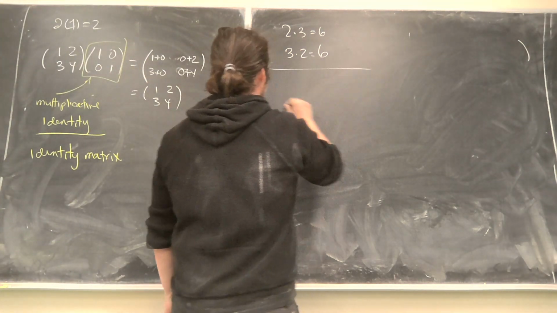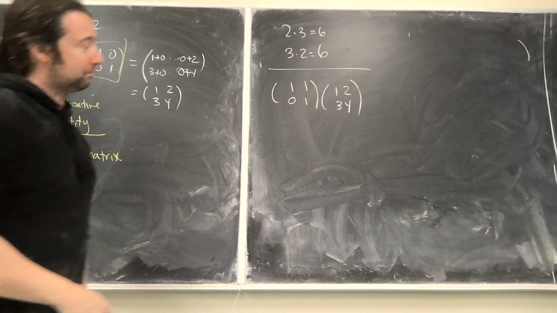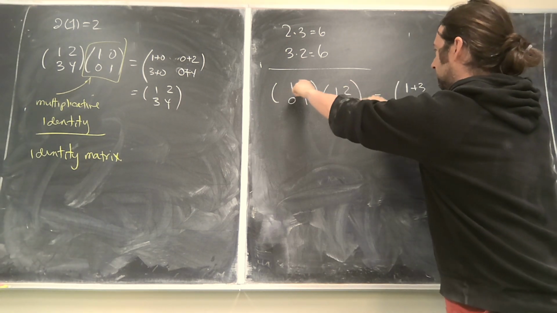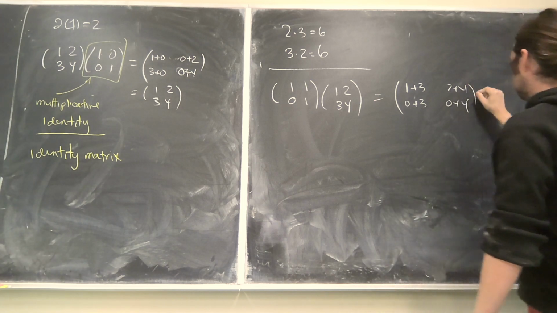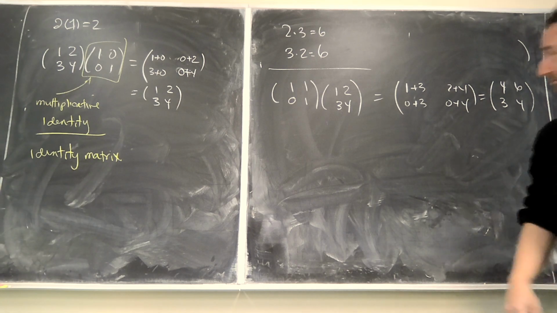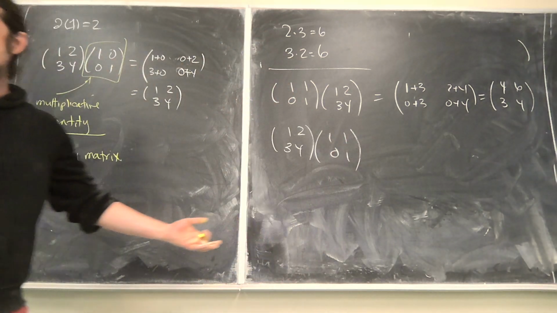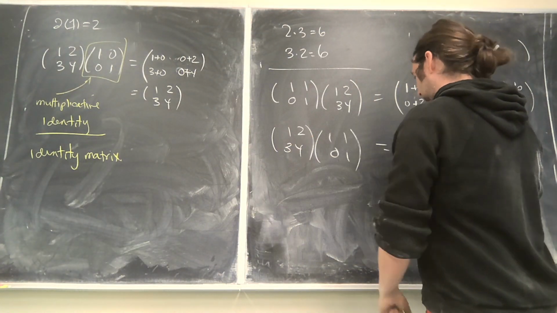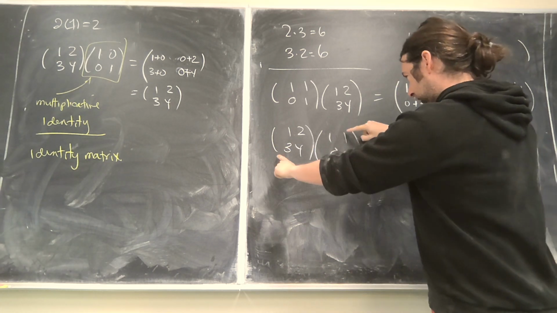Okay, so let's take a look at [1, 1; 0, 1] times [1, 2; 3, 4]. That's going to be equal to 1 plus 3, 2 plus 4, 0 plus 3, 0 plus 4, or 4, 6, 3, 4. Now I'm going to do it the other way. I mean, everybody knows that multiplication is commutative, right? So we already know what the answer is going to be, clearly. And we get 1 plus 0, 1 plus 2, 3 plus 0, 3 plus 4.